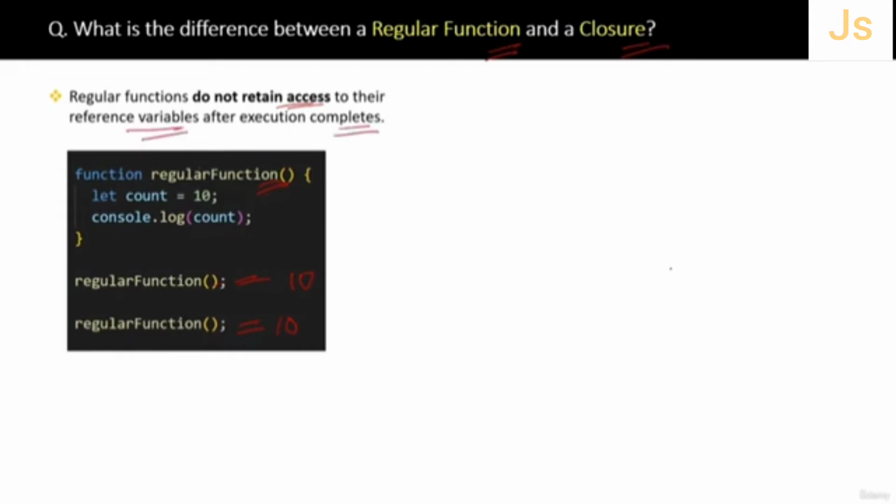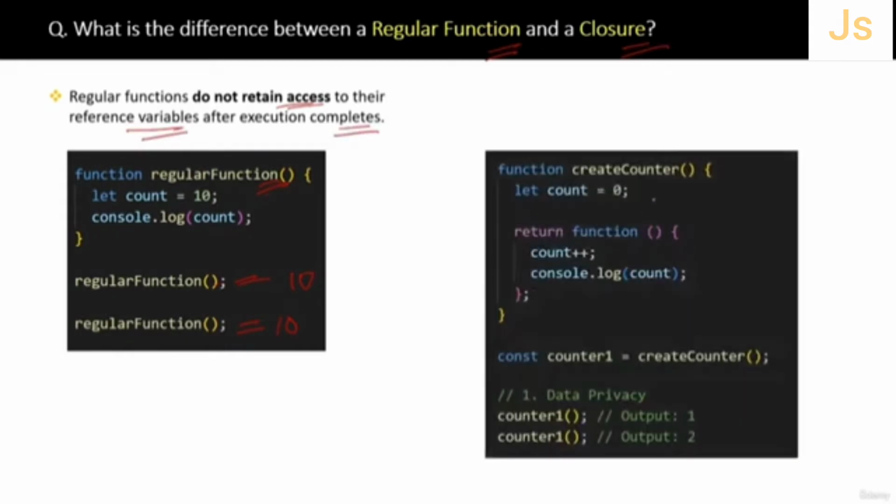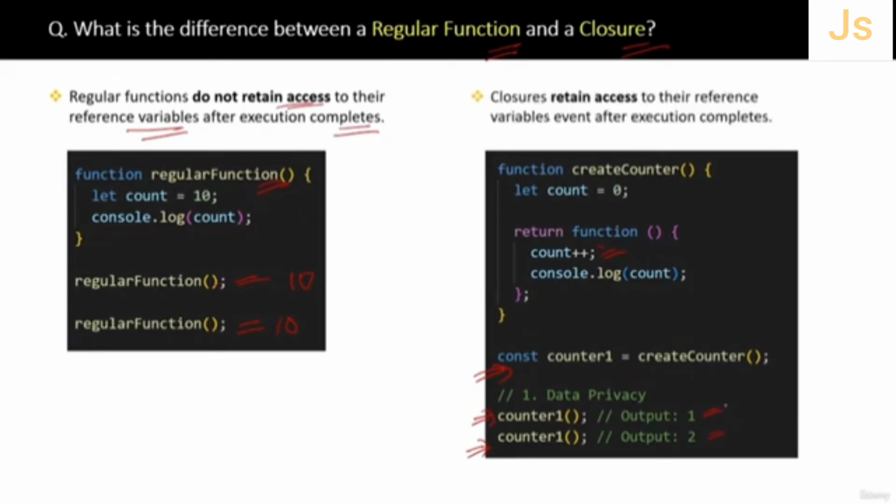Whereas this is the code of the closure and here is the counter 1. When we call closure 1 for the first time, it will give the output value 1. When we call it again, it will increment the last value by 1 and then the output will be 2. So the reason is closures retain access to their reference variables after execution completes. And that is the difference between them.